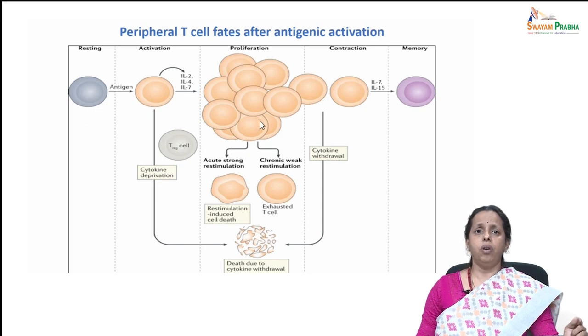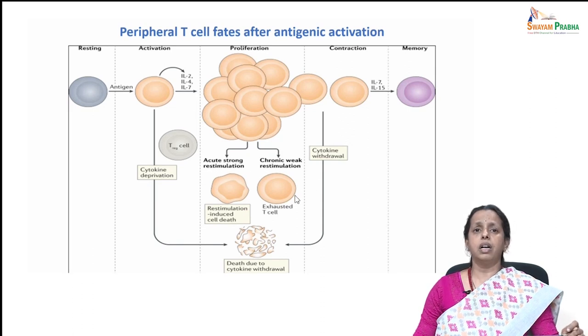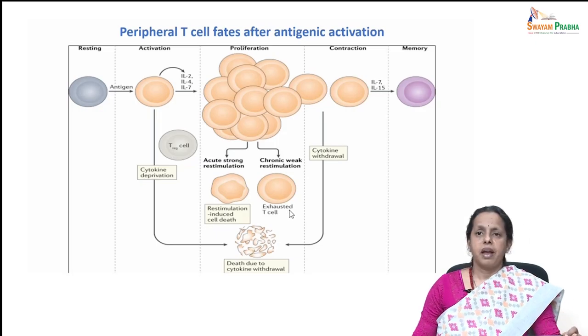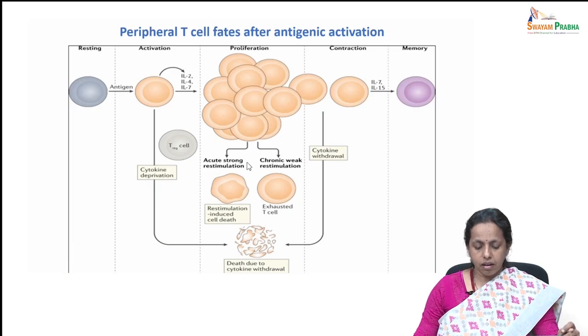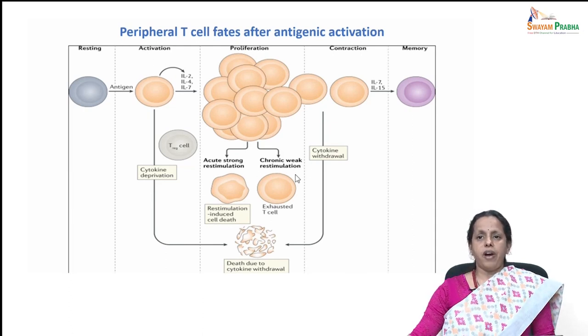If CD4 CD25 T-reg cells are present, they can deprive the T cells of proliferating or survival cytokines, and especially they will cause the cells to undergo apoptosis. Once you have the cells proliferating rapidly, they have different phases. You have an acute strong re-stimulation or a chronic weak re-stimulation. If they receive chronic weak antigen stimulation, the cells will survive but become reprogrammed into a specific unresponsive transcriptional state known as T cell exhaustion. This exhausted T cell comes because of chronic weak re-stimulation.